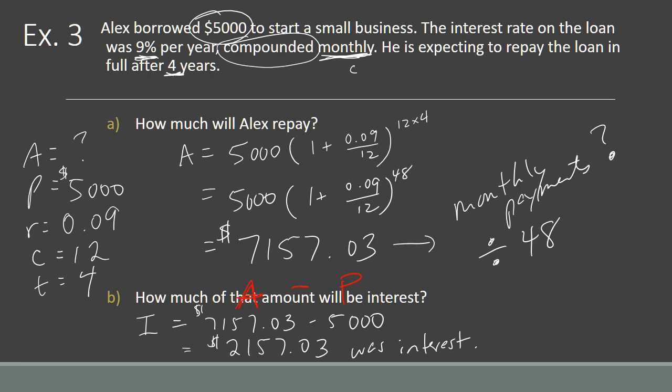Oftentimes it's actually a bit more complex than that, because certain portions of your payments are going towards the principal and thus affecting the accrued interest, and so on. For us, we're just going to simplify it, take that final amount, divide by 48.